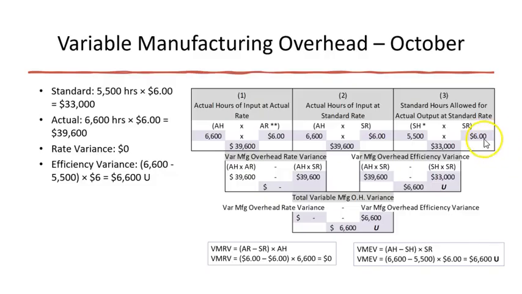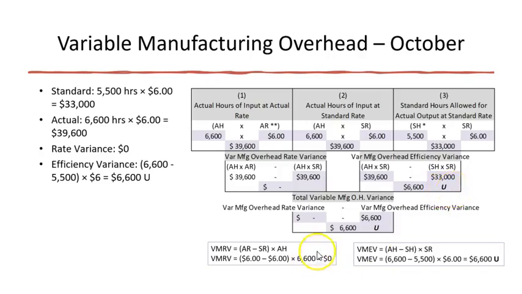Notice that the rates are the same, standard rate of $6, actual rate of $6, so that's going to lead to no variable manufacturing overhead rate variance whatsoever. This is going to lead, however, to a variable manufacturing overhead efficiency variance because 1,100 hours were used too much at the rate of $6, which leads to 6,600 extra dollars paid in cost for variable manufacturing overhead.